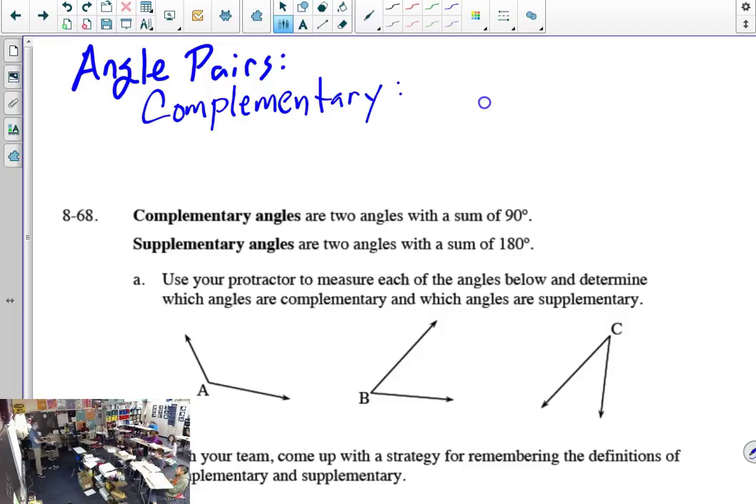To compliment someone is the right thing to do. So complementary angles sum to 90 degrees. Together, they are right. Together, they're right. So to compliment someone is the right thing to do.